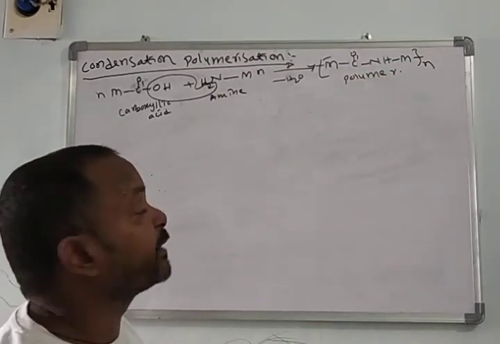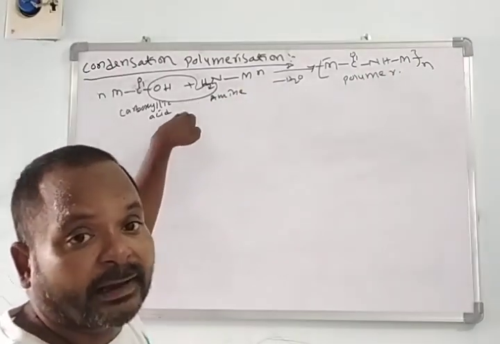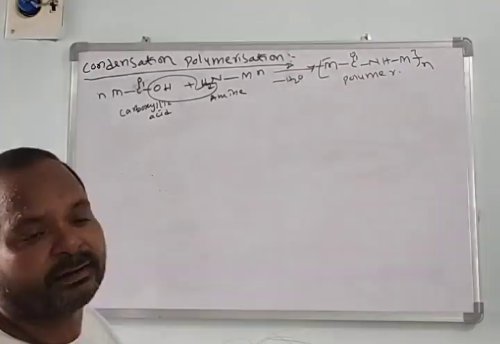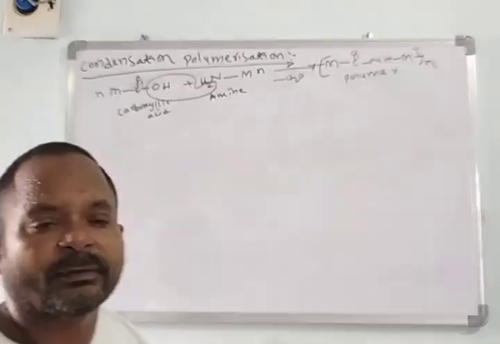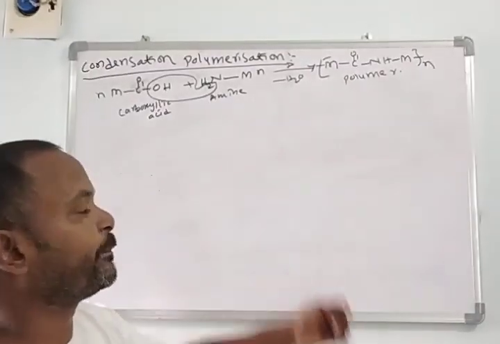Which polymer? Condensed polymer. This polymer is produced by the condensation of two monomers. That's why we call it a condensed polymer. Here a number of condensed polymers are there. Proteins are the best example for the condensed polymers.